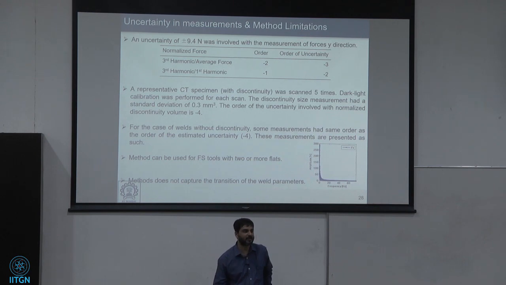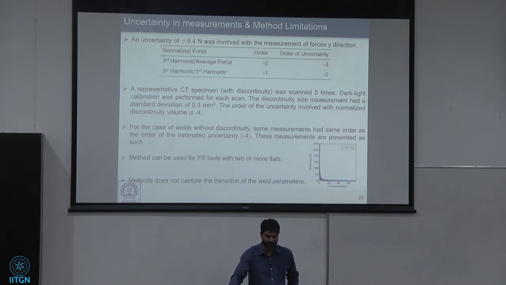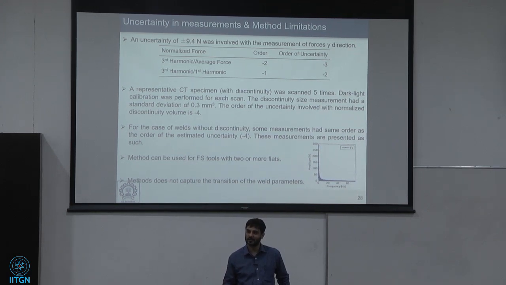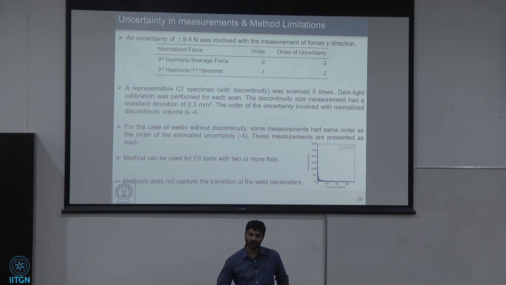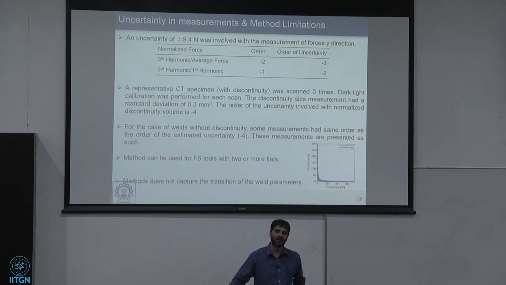So with any experimental work, it's a necessity to get into the uncertainty and any limitations of a proposed method or model. Uncertainty-wise, the order of the normalized force harmonics was at least an order higher than the order of the uncertainty involved with the DAQ which was used to do the measurements. Similarly, for the CT scan, the size of the defects which were measured was at least 3 to 4 orders larger than the size of the voxel which was used to measure those defects.